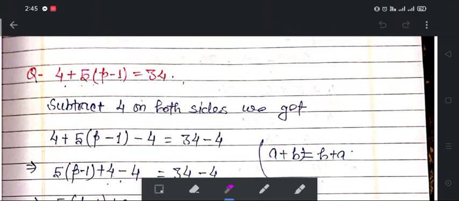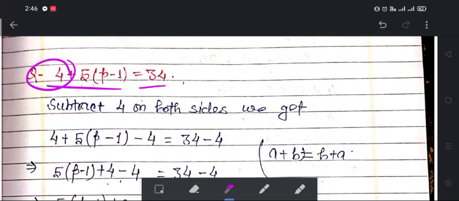Okay, the next question is given as 4 plus 5 into p minus 1 is equal to 34. And here we have to also find out the value of p. For this, we have to observe which number is operated with p. So here first we can see that 4 is added with the term having p. So here our first aim is to vanish 4 from the left hand side.